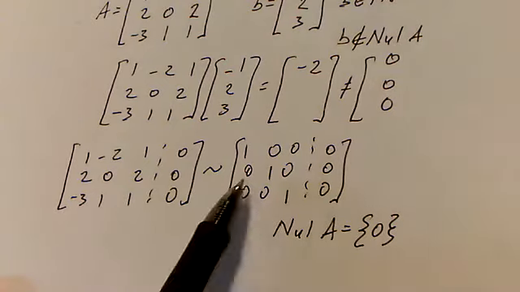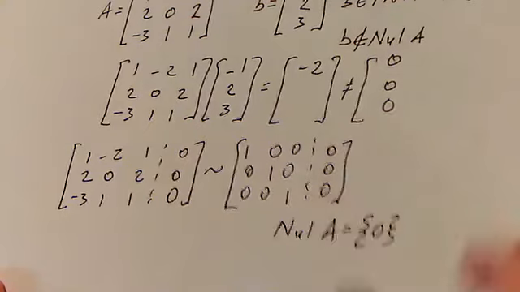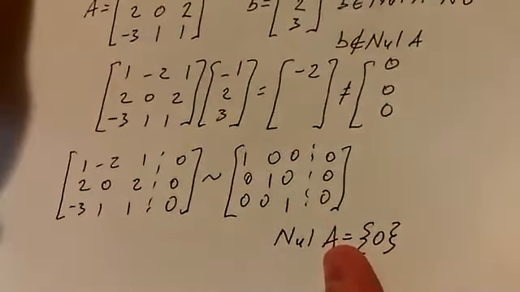Now, obviously, the null space is not always going to be the 0 vector. We have plenty of times when I have non-trivial solutions. So let's take a look at one in our next example.